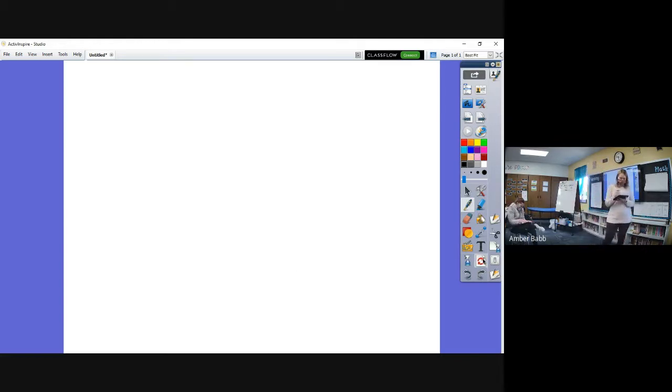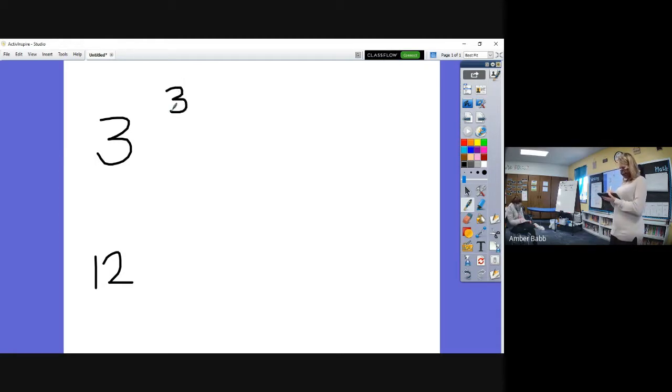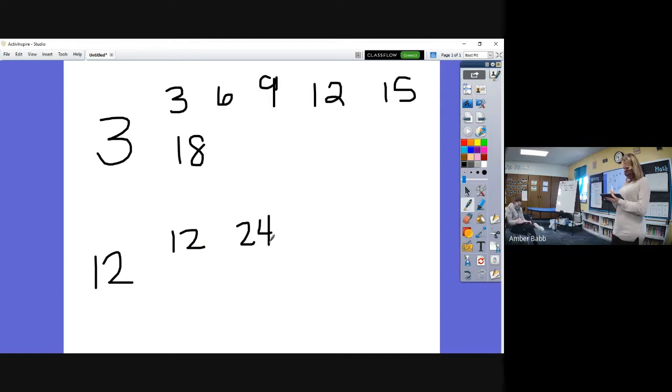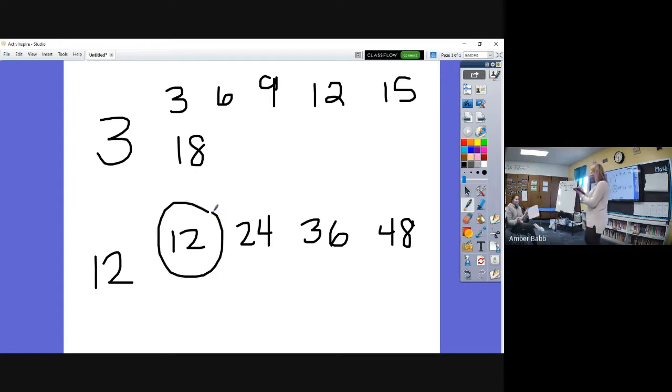Least common multiple between 3 and 12. No, we're doing least common multiple again. This one, I'm going to count by 3s. 3, 6, 9, 12, 15, 18. Okay, this one, 12, 24, 36. 12 is it. Okay, least common multiple, smallest number they both have, 12.